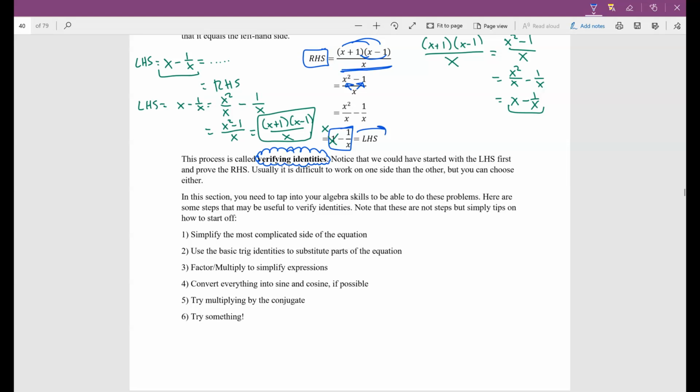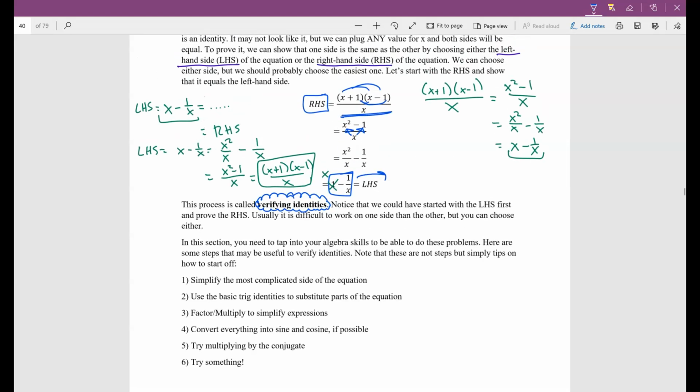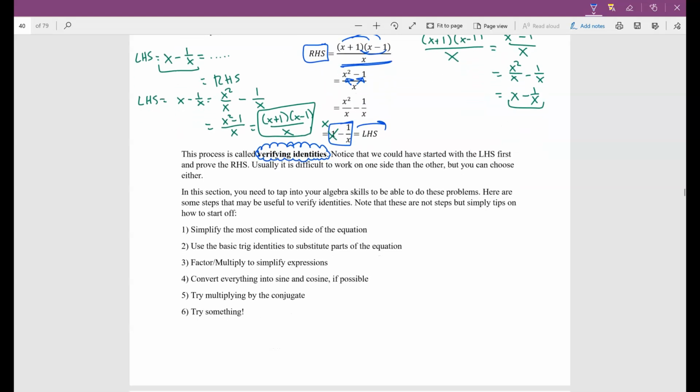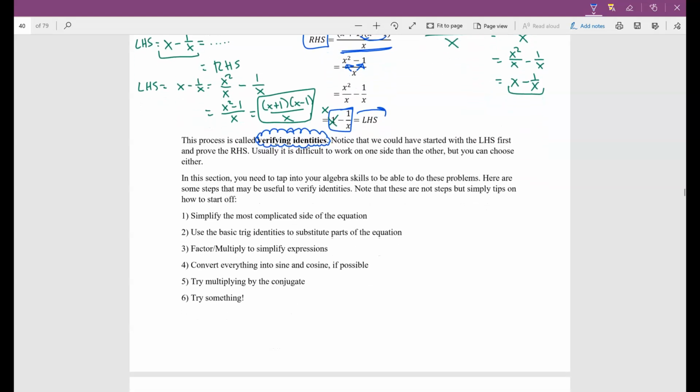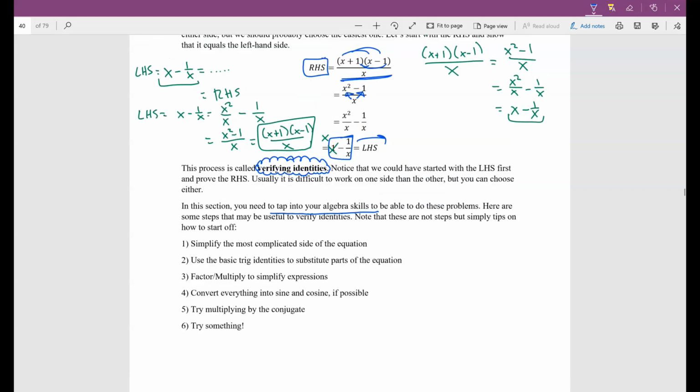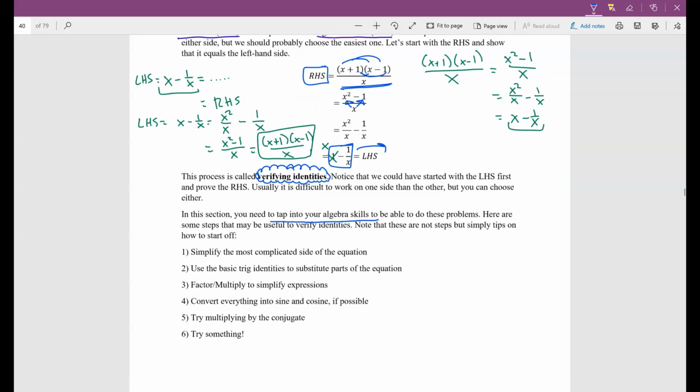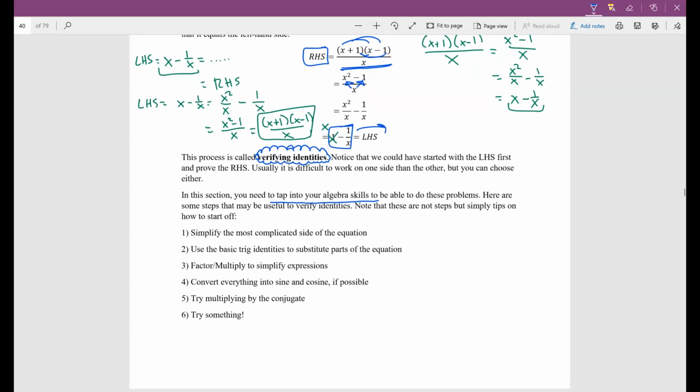Okay. So what we're going to be doing is this same process with these problems, but instead of just regular x's, you're going to have sine, cosine, cotangent, all this other stuff. One of the things you have to be able to do is tap into your algebra skills, such as factoring, conjugates, and a lot of these little divisions of polynomials. You have to be very comfortable with those.